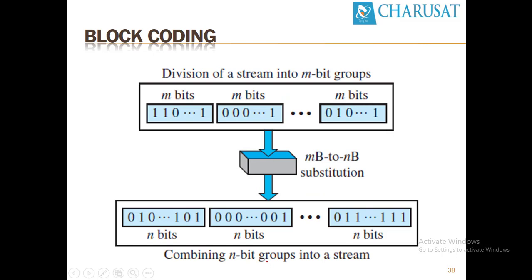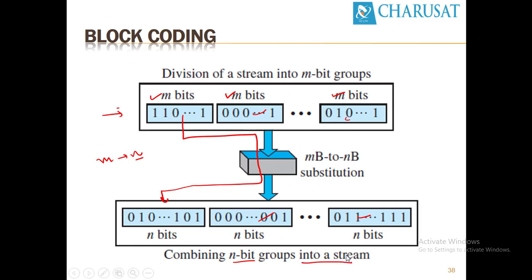This is the process of how m bits are converted to n bits. The stream, 10, 110 and so on, is divided into a number of m-bit groups: the first m bits, the second m bits, and the last group of m bits. The first group of m bits is replaced with n bits. A substitution table is available that says which m bits are replaced with which n bits; we'll see that in the 4B/5B example. The substitution is carried out for the second group, third group and last group as well. Lastly, if we combine all the n-bit groups, it becomes the output stream.